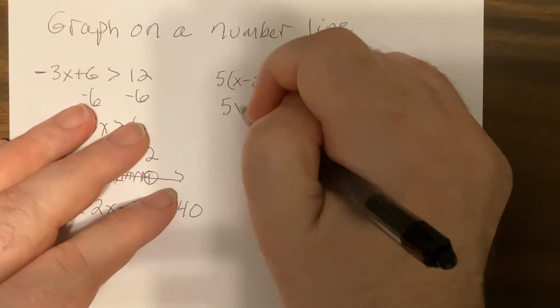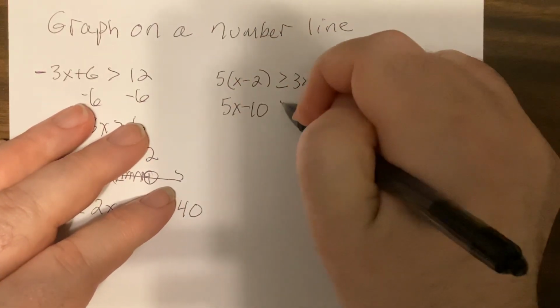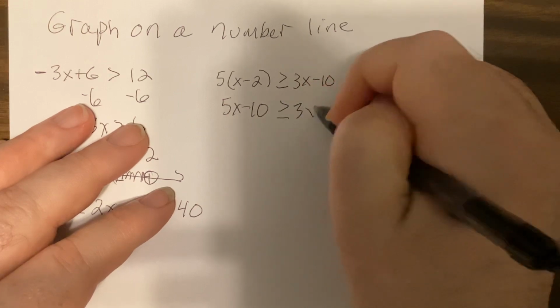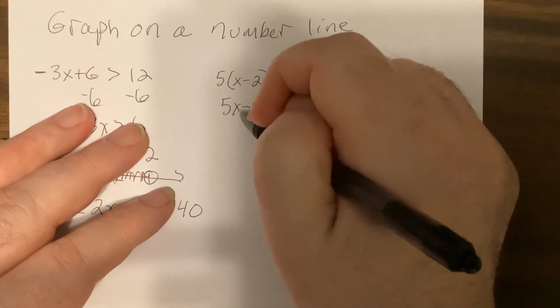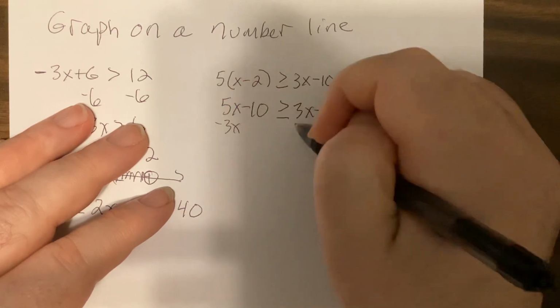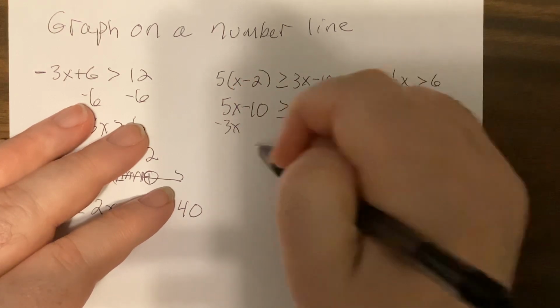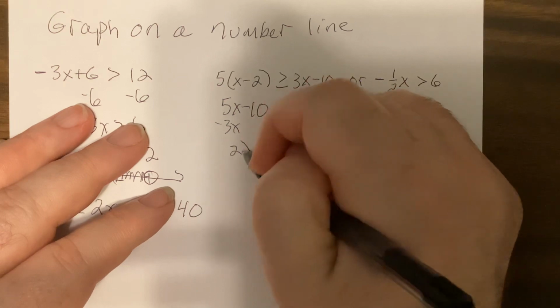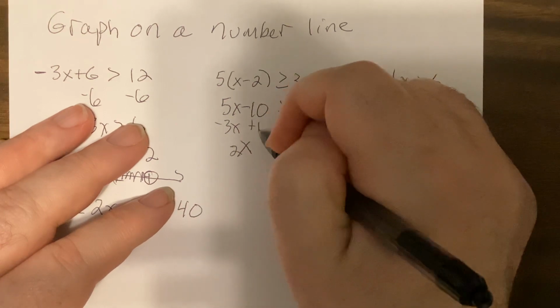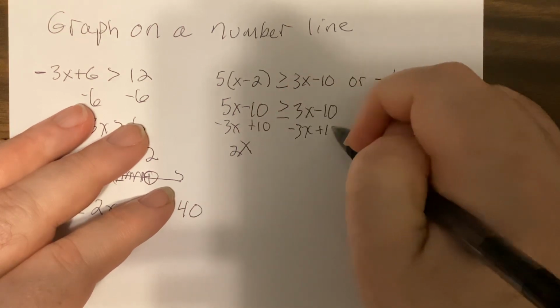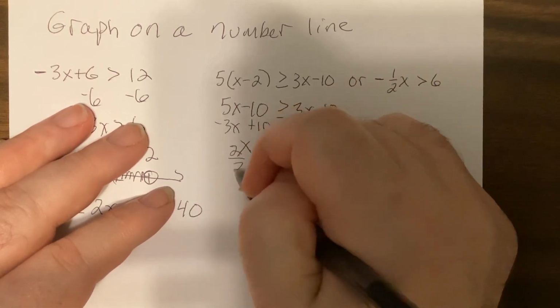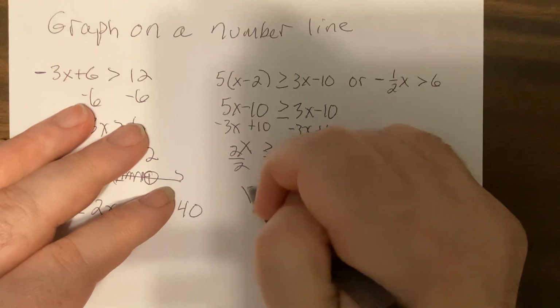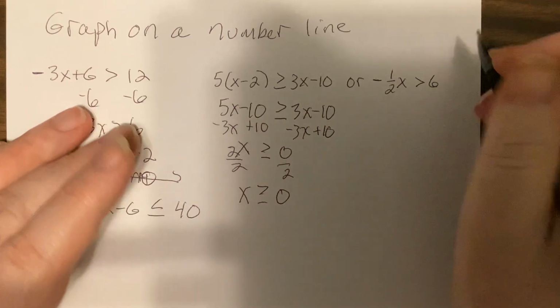Here, 5x minus 10 is greater than or equal to 3x minus 10. So subtract 3x. So I'd have 2x. Add 10 to get the numbers over here. So 2x is greater than or equal to 0. Divide by 2. X is greater than or equal to 0.